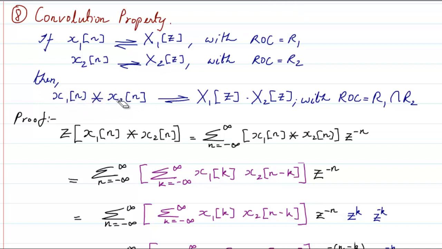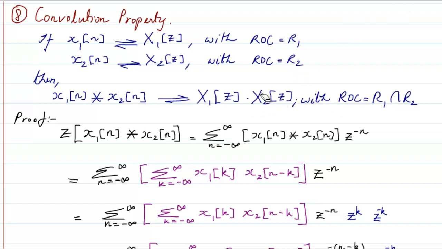and we know that convolution between x1 and x2 in the time domain will lead to multiplication between the two z functions in the frequency domain. And this is a very important property, because whenever we are talking of convolution, then instead of doing convolution, we can do multiplication of their z transforms.